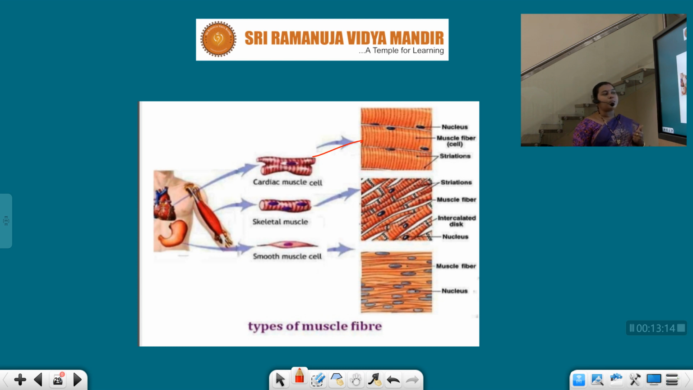And the next one is smooth muscle. Here the cells are spindle shaped, and the cell nucleus is present at the center. A single nucleus is present. If it is a single spindle shape, it has just a single nucleus at the center. And they do not have any striations. That's the reason it has got the name smooth muscle.